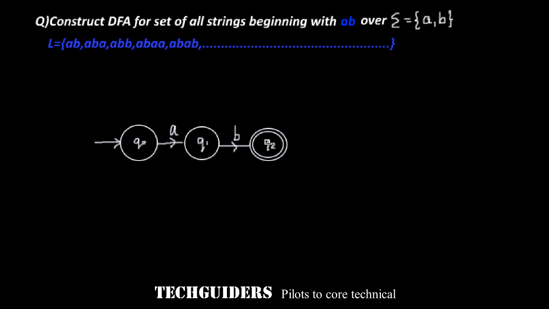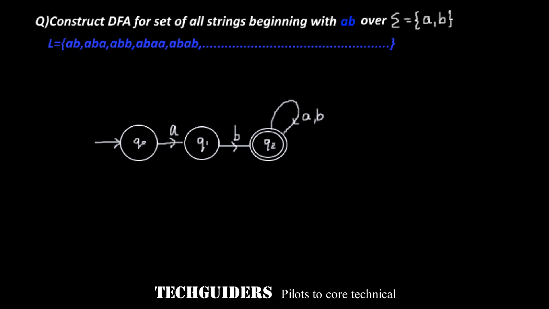If the machine is in state Q2, it means the string has already started with AB. So if the following symbols are any number of A's or B's or their combination, let the machine remain in the same accepting state Q2, remembering that the string has started with AB.